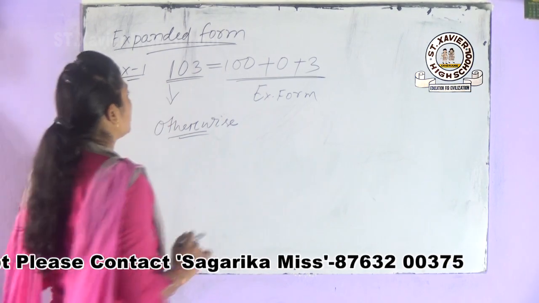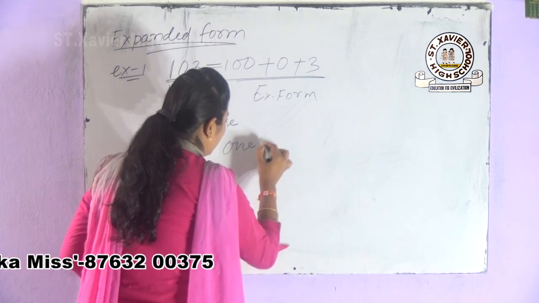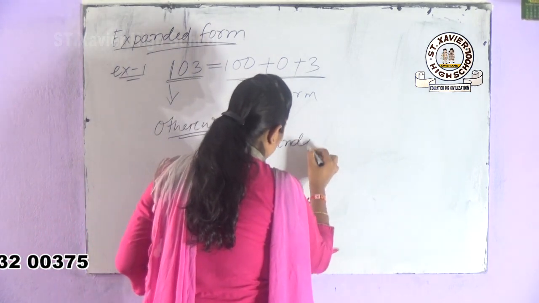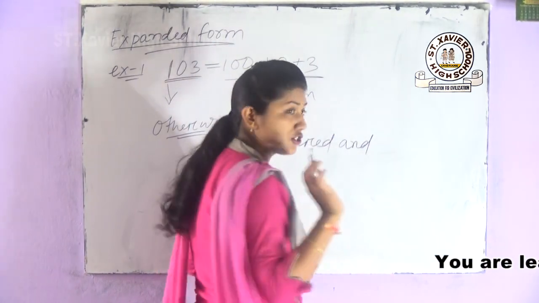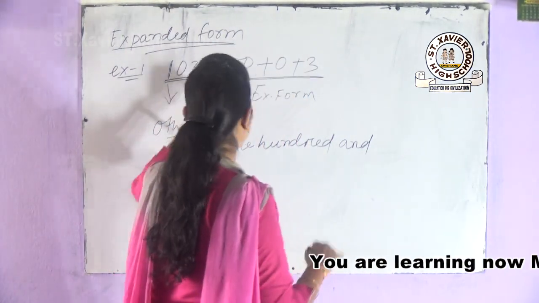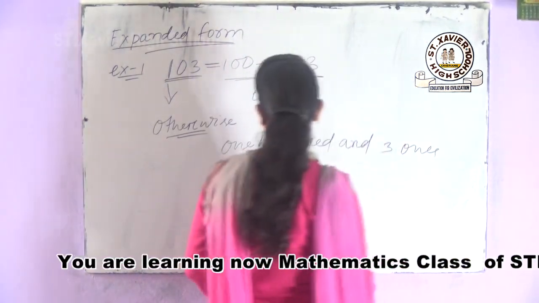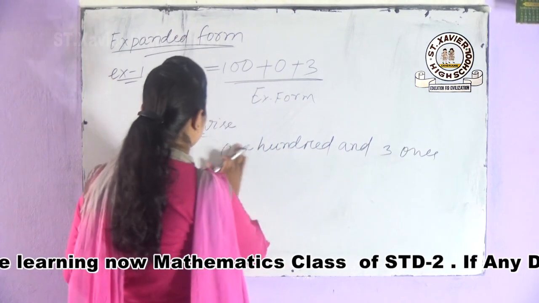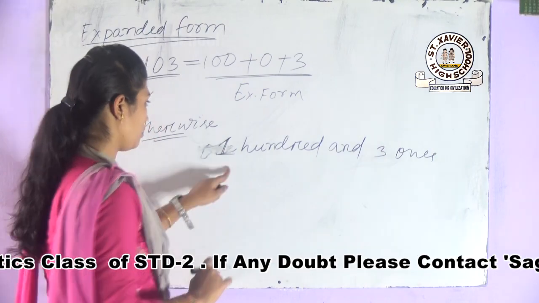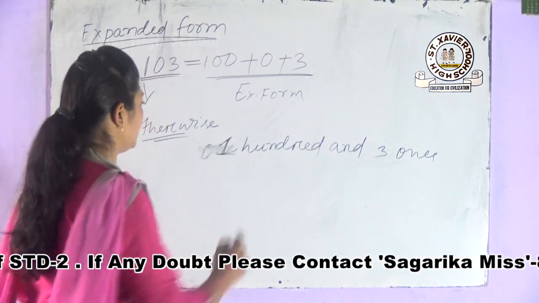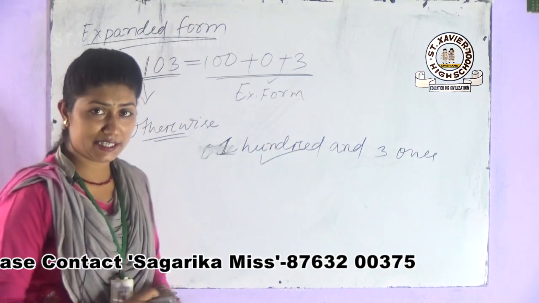Otherwise, you can write this expansion in number. How? 100, and 0 has no value, so write down 100 and 3 ones. 100 and 3 ones. You can write here number 1. So 100 and 3 ones. This is also expanded form, and the above expansion is also the expanded form.